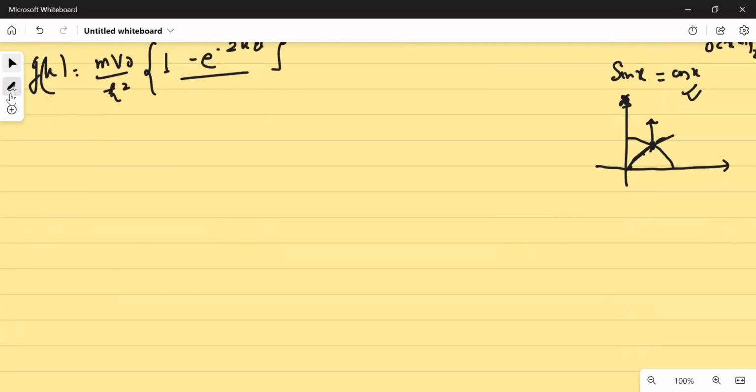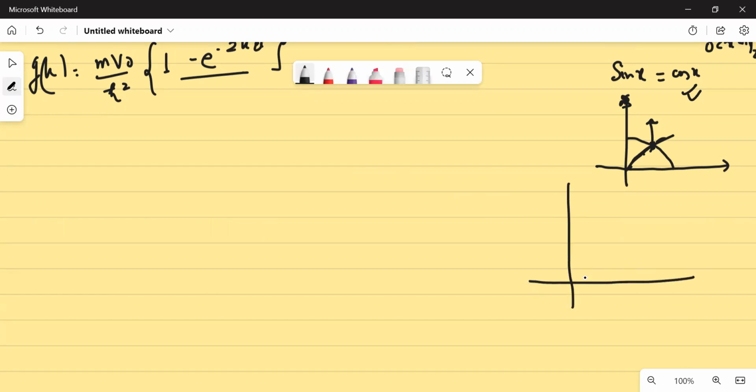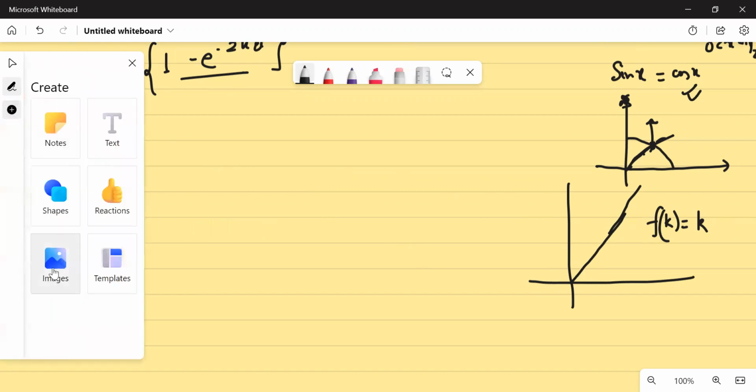We fairly know that my graph of f(k) equal to k would be a linear graph. So there is no problem here. So f(k) equals k is simply this. Let us make the graph of this g(k). So I'm making the g(k) graph here.